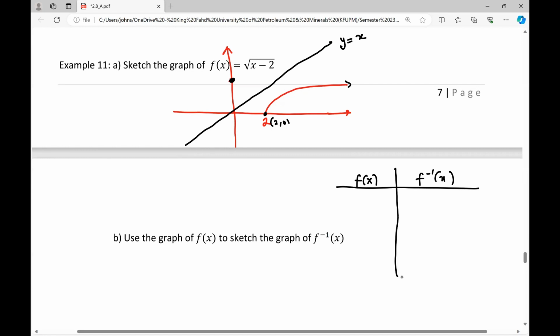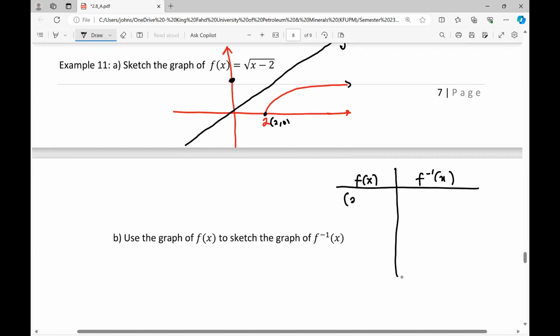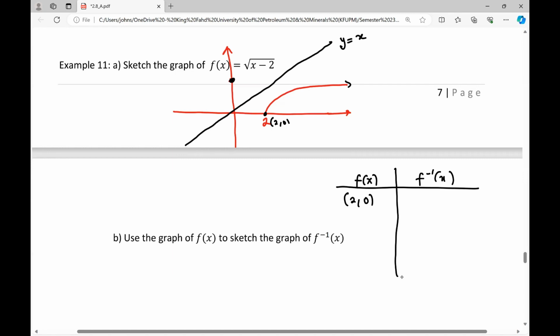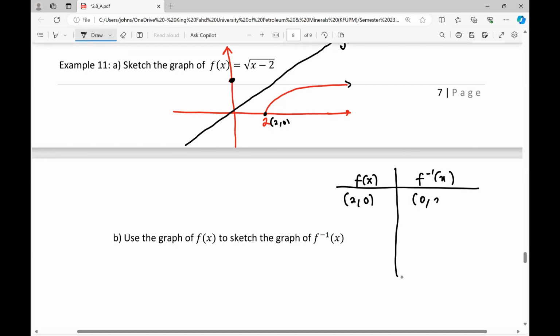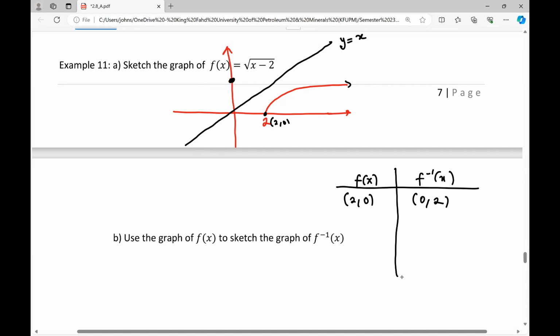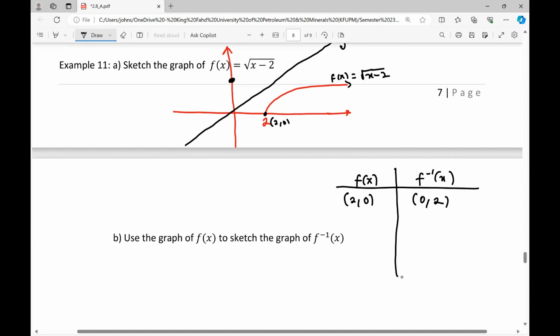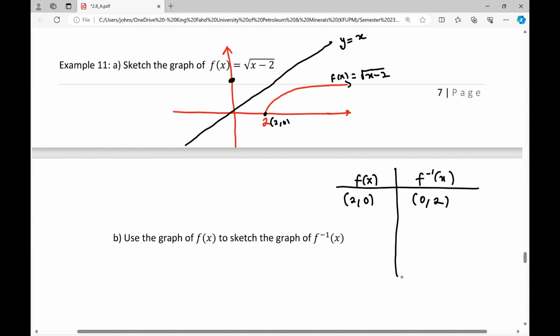So you can start with the easy one, which you can see. This one is very easy, which is (2, 0). But on the graph of f inverse, it will become (0, 2), which is here. Then we can also take some other points. Usually you take a point that is very nice. Remember your function here is root of x minus 2. So we can take x to be maybe 3. If x is 3, y is going to be 1. But this is on the graph of f, right?